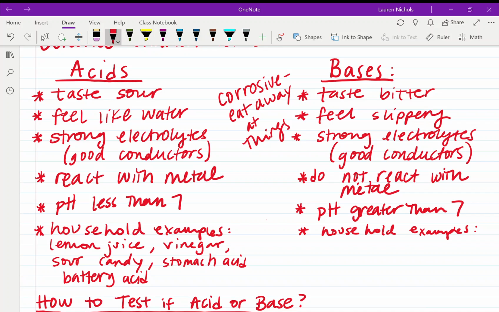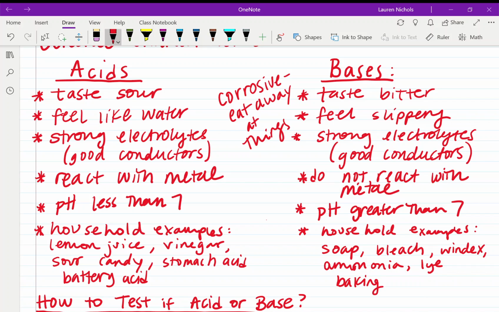Bases, some household examples are soap, bleach, Windex, really any kind of cleaner, ammonia, lye, which is not saying like you're a liar, but lye, which is used in soaps. Baking soda, really anything used to clean is going to have a base in it. Your shampoo to clean your hair, all of that.